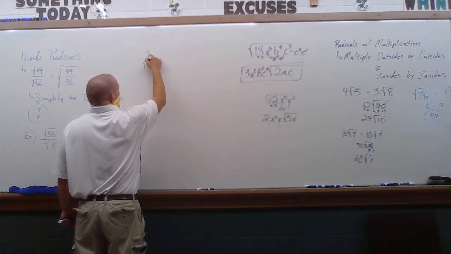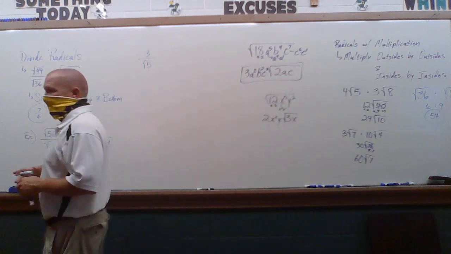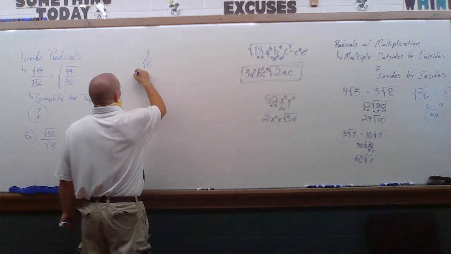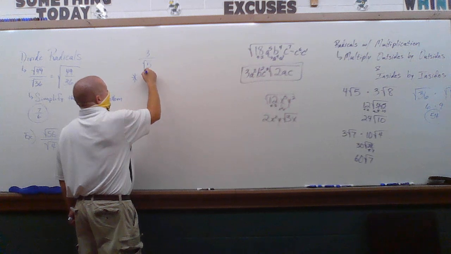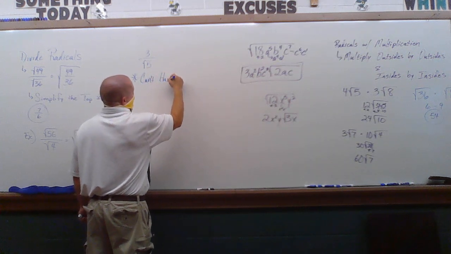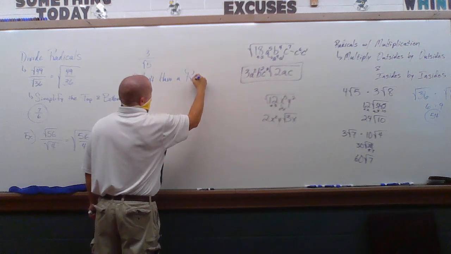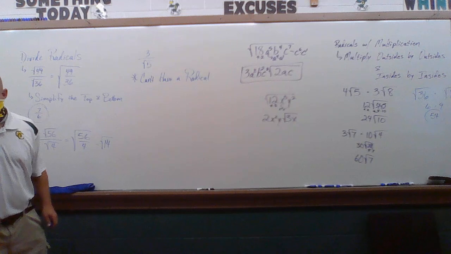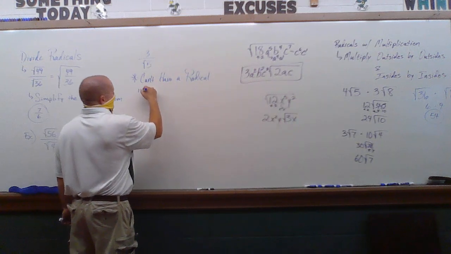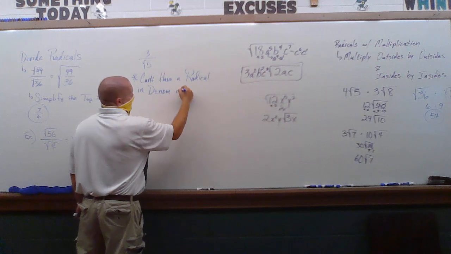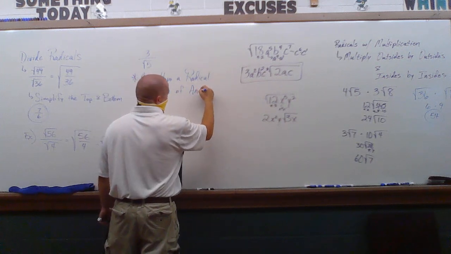3 over the square root of 5. So the biggest thing that you have to know with division is a big star here. You can't have a radical, square root, however you want to think about it, in the denominator of your answer.